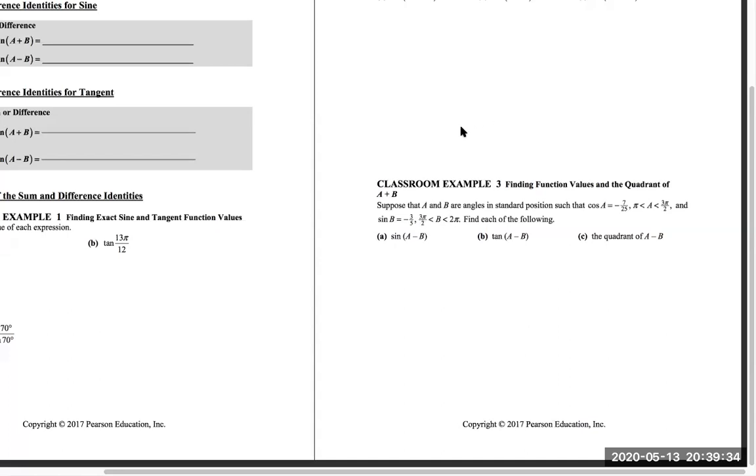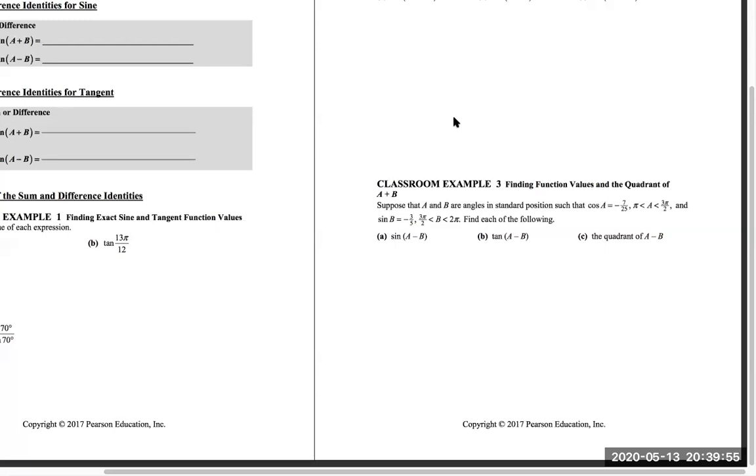So what I'm going to show you is that first we're going to find sine of A minus B. And then instead of using a tangent formula for this particular part, we're going to find cosine of A minus B as well, and then just make a ratio to find tangent.